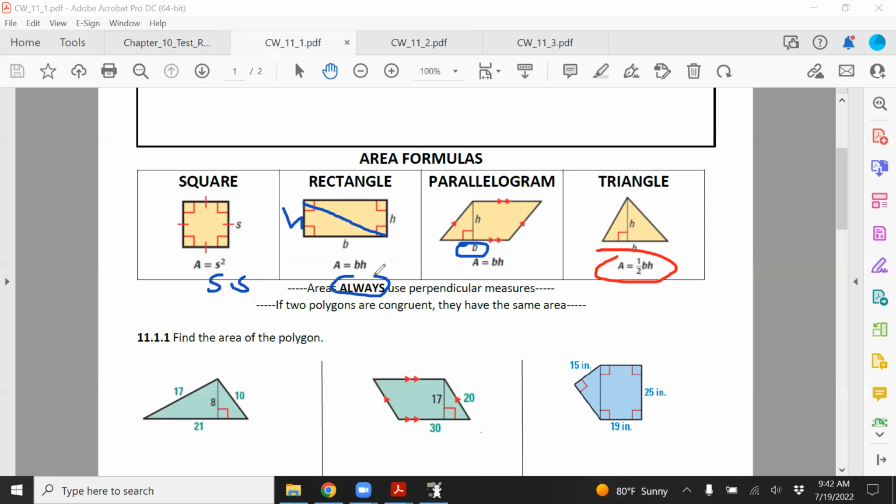Always, always, always use the perpendicular measures for the heights, right? And if the two polygons are equivalent, the areas are the same, right? Why would they not be the same? It's kind of like this tile here, right? You see the yellow tile, brown tile, but anyway, don't mind me having not much interior decoration. But they're all equivalent tiles, right? So they're all the same area.